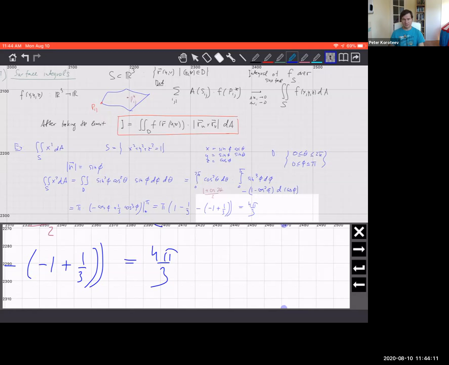And that's the surface integral. Similarly, if you have a formula with an explicit description, z as a function f of x and y, then you would just integrate it as before.